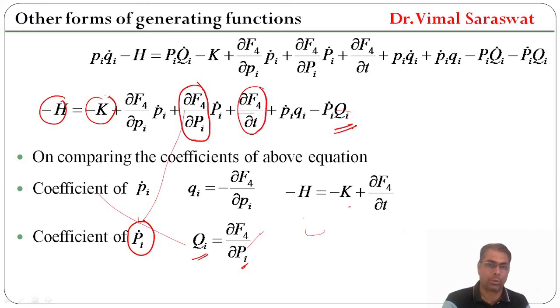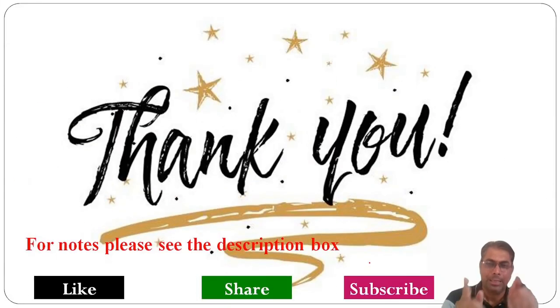So minus h equals minus k plus del F4 by del T, or k equals h plus del F4 by del T. In this way, we can find the other generating functions by using generating function F1.